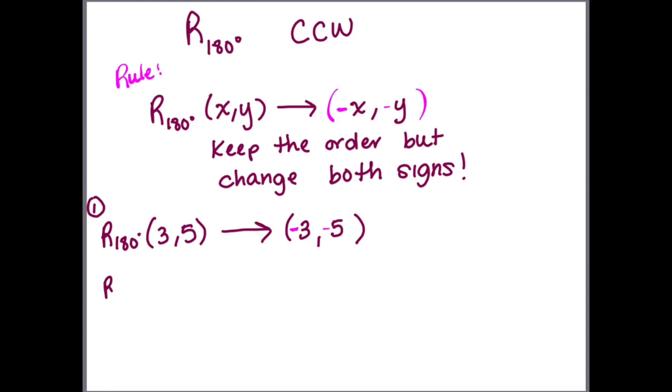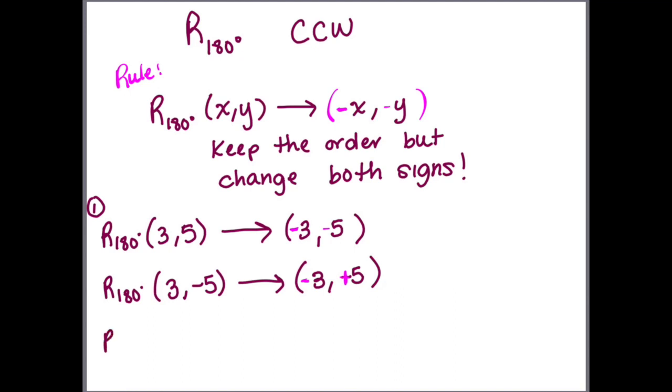Let's say we had a rotation of 180 degrees and my ordered pair was 3 comma -5. If that is the case, what this is telling me is I keep the same order, so I'm going to rewrite exactly the same, but we change both signs. So this becomes a negative and this becomes a +5.